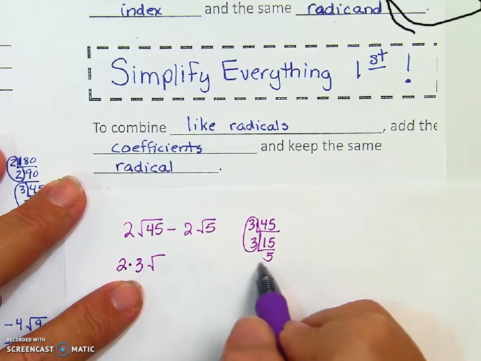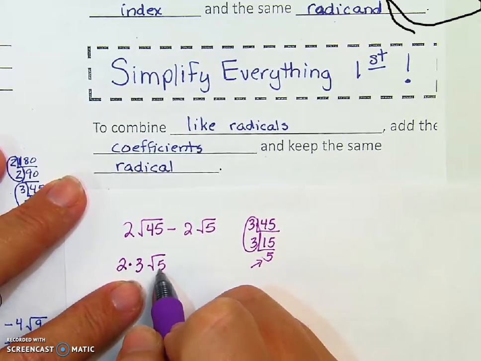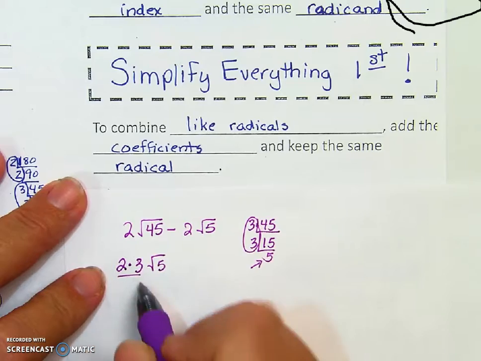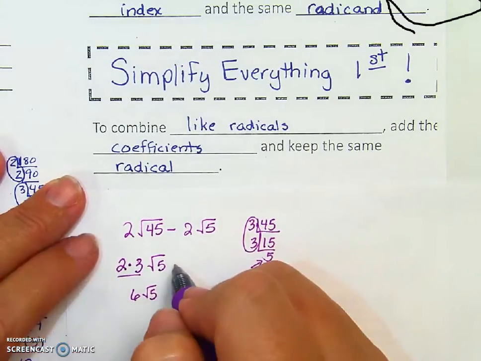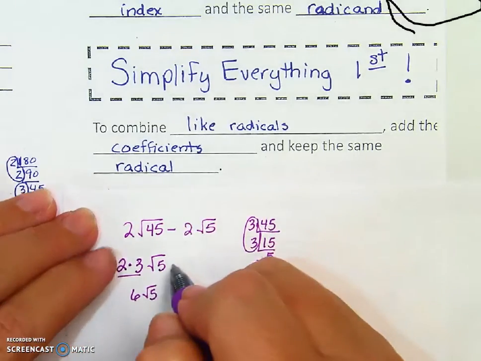And then what has to stay inside? That 5 does. Okay, I can finish simplifying that. You multiply what's outside, you get 6, keep the radical, so you have 6 on the square root of 5. And then that is simplified, so let's go to the next part.